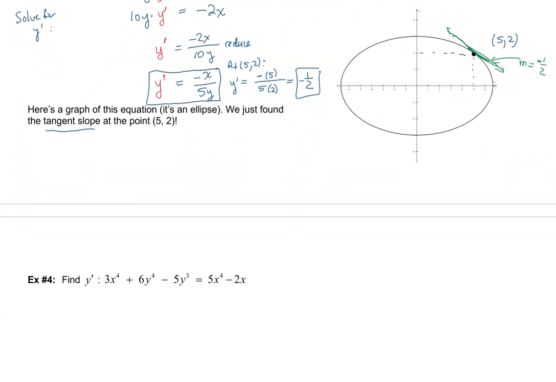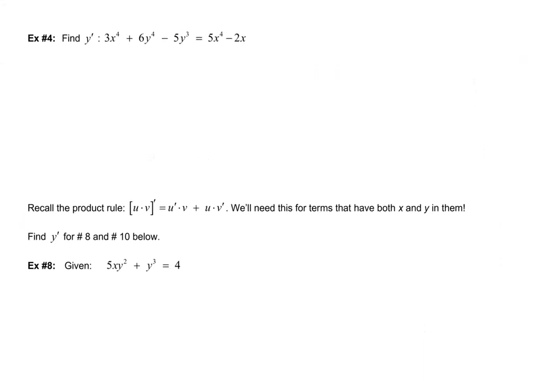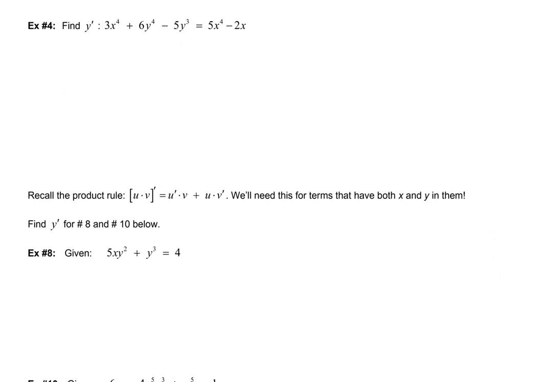Let's do some more. Here's another one that's fairly straightforward. Here, I'll go ahead and scroll all the way to the top. Example number 4, find y prime for that other equation. That was my first early examples. 3x to the 4th plus 6y to the 4th minus 5y cubed equals 5x to the 4th minus 2x. This time we do have two terms with y's in them, so they both will give us y primes when we take the derivative. Here we go.